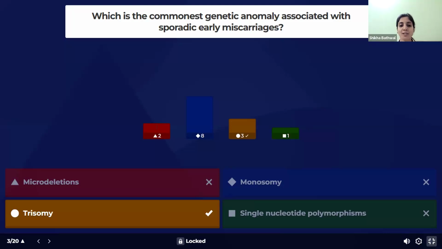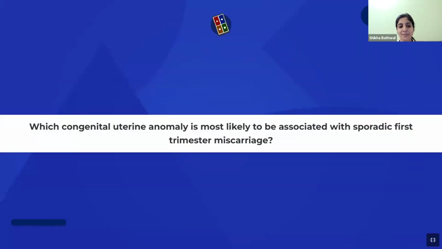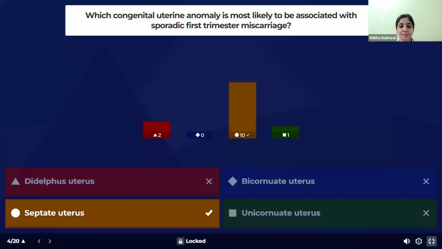So let's have a look at the scoreboard now. Okay, so one each answer. Which congenital uterine anomaly is most likely to be associated with sporadic first trimester miscarriage? Didelphus, bicornuate, septate, or unicornuate? So 10 people have got the correct answer. Septate uterus is the anomaly most commonly associated with first trimester miscarriage. And if metroplasty is needed at all, it has to be done for septate uterus.